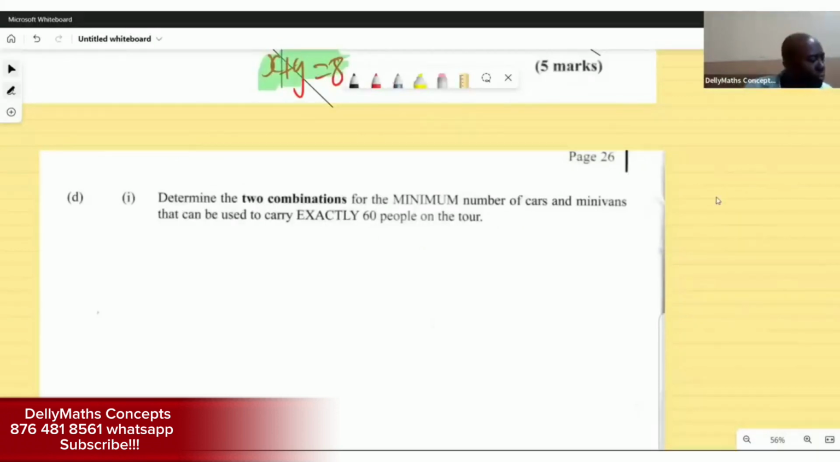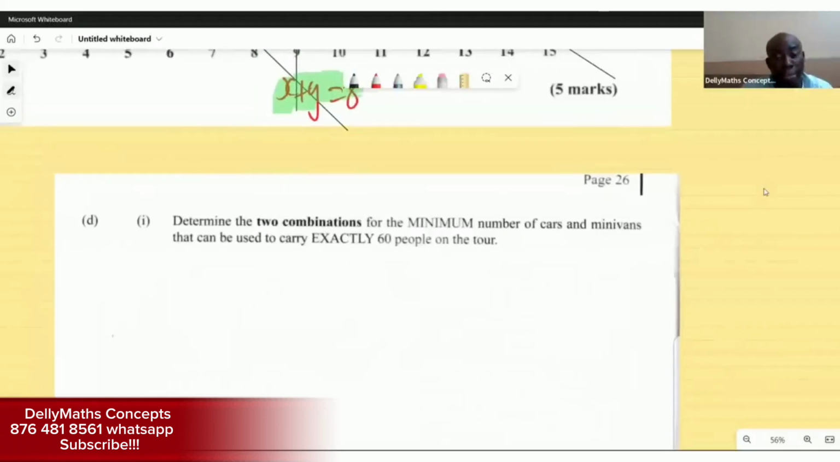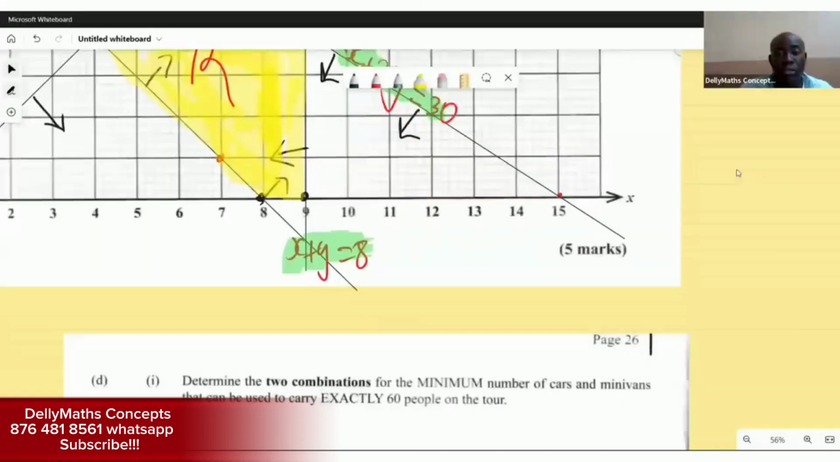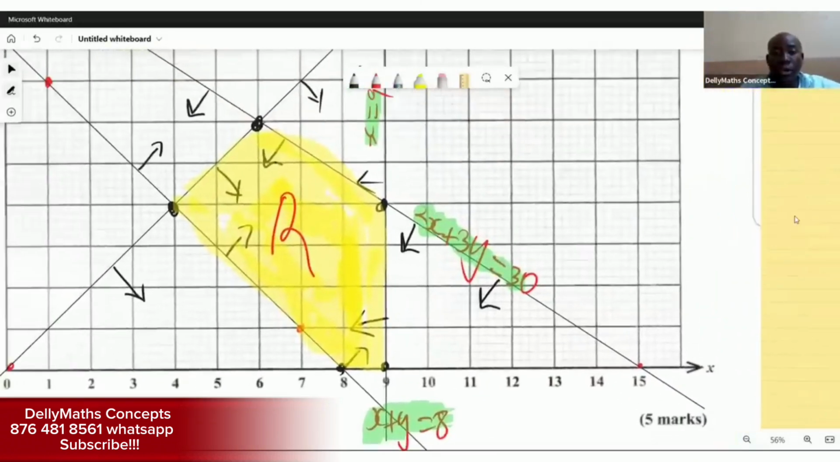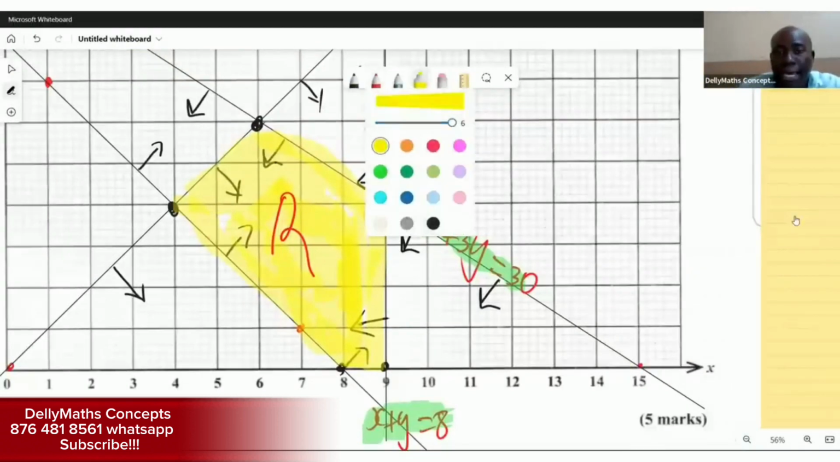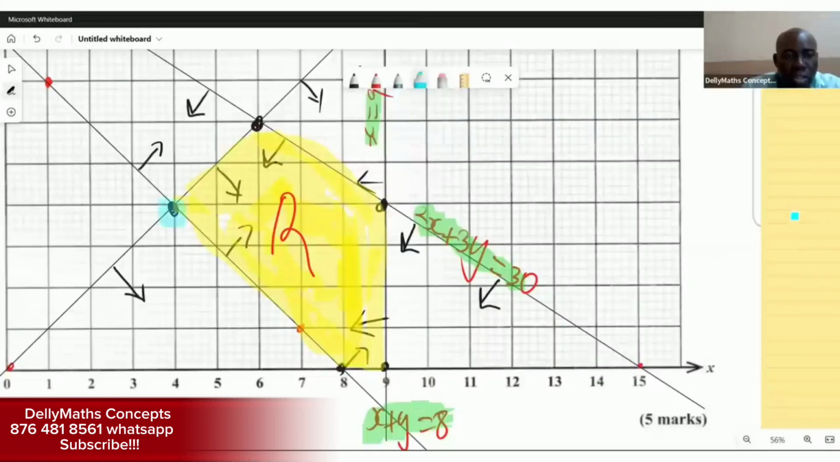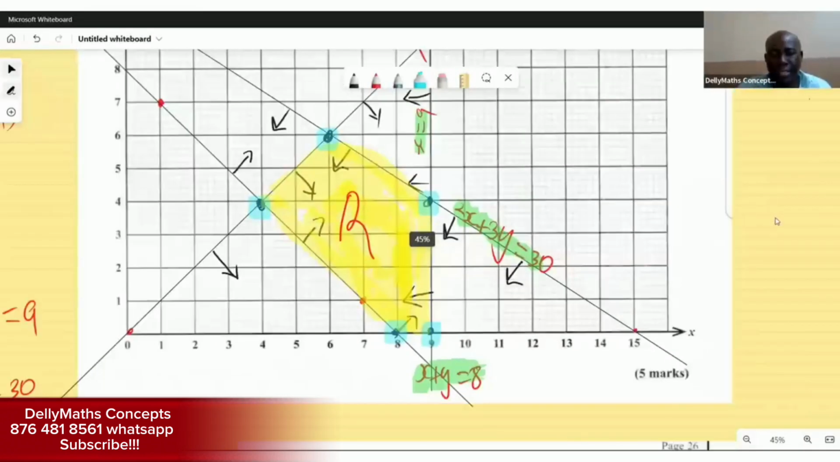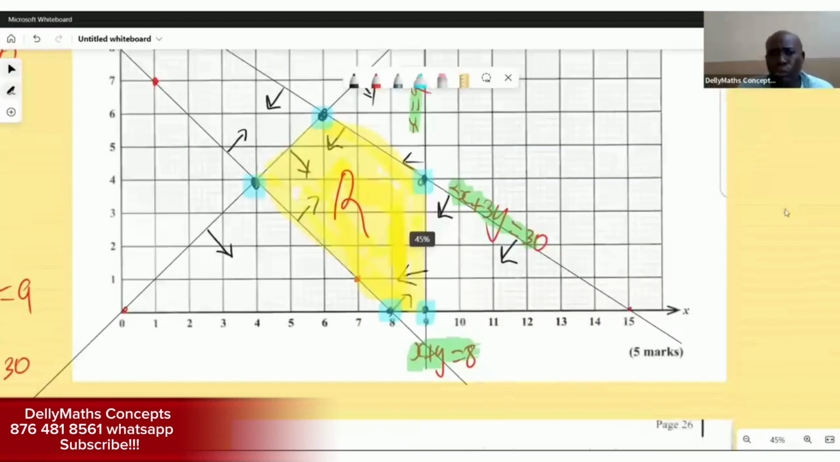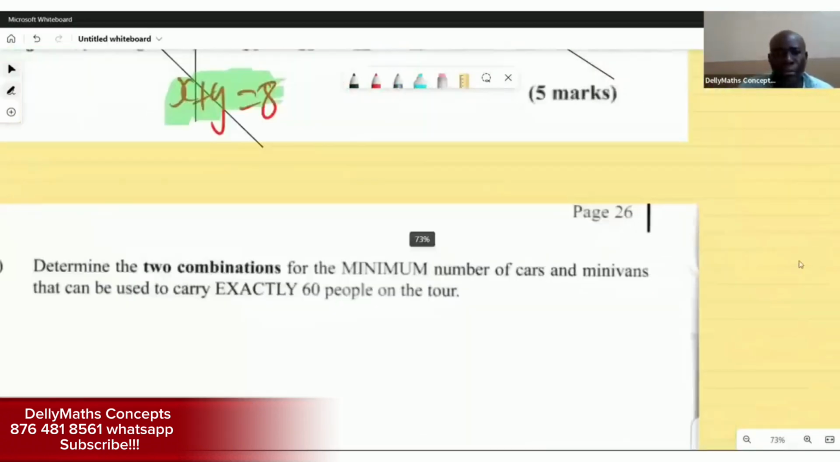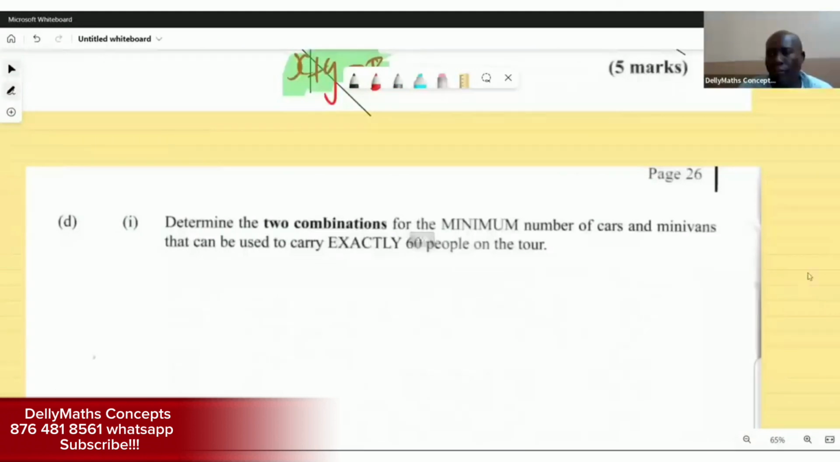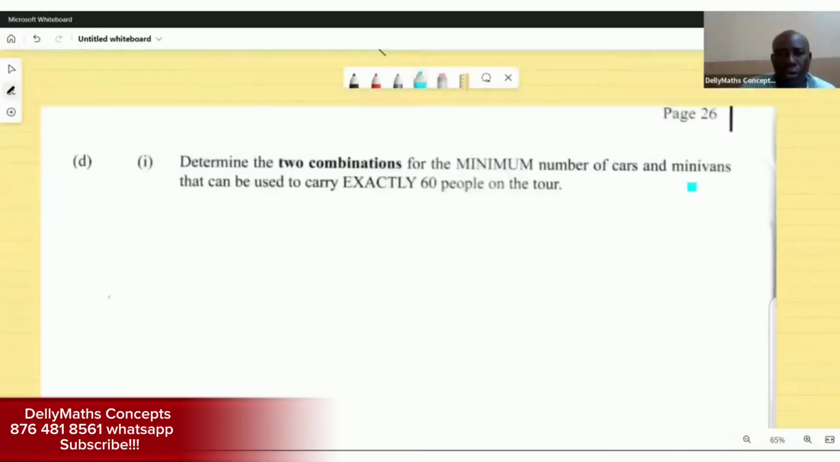So what you want to do is check these, because we're going to pick up the coordinates. I highlighted them here so quickly, to carry exactly 60 people. I can't guess it, but I could say (4, 4), (6, 6), (9, 4), (8, 0), (9, 0). Those are the coordinates that we're going to be using and checking. So let me write them down here and we're going to check them.